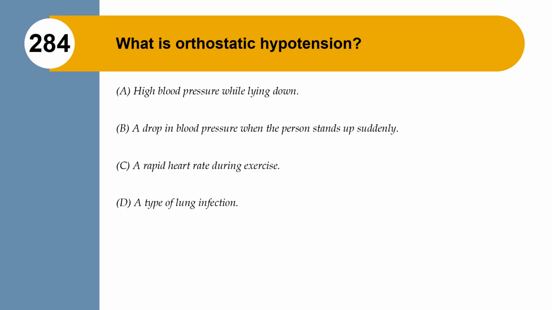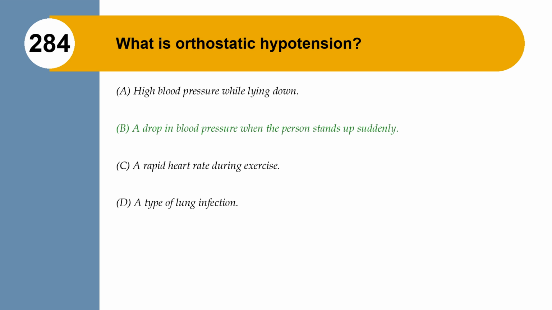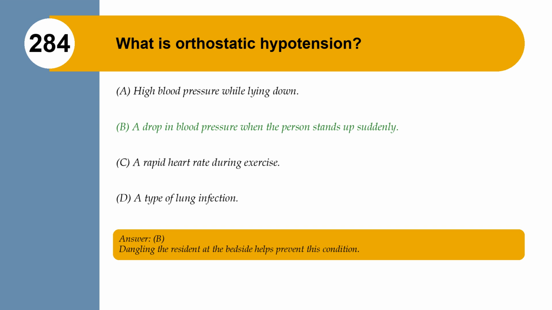Question 284. What is orthostatic hypotension? Option A, high blood pressure while lying down. Option B, a drop in blood pressure when the person stands up suddenly. Option C, a rapid heart rate during exercise. Option D, a type of lung infection. The correct answer is option B, a drop in blood pressure when the person stands up suddenly. Explanation. Dangling the resident at the bedside helps prevent this condition.